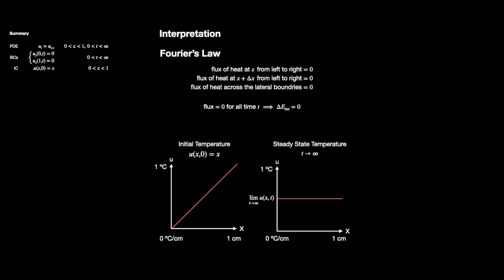And so we basically have that the energy in the system initially is going to equal the energy in the steady state. What this also means is that after we have this initial temperature, it's going to level out into some kind of constant function, where the temperature profile is simply some constant temperature throughout the interval between 0 and 1.